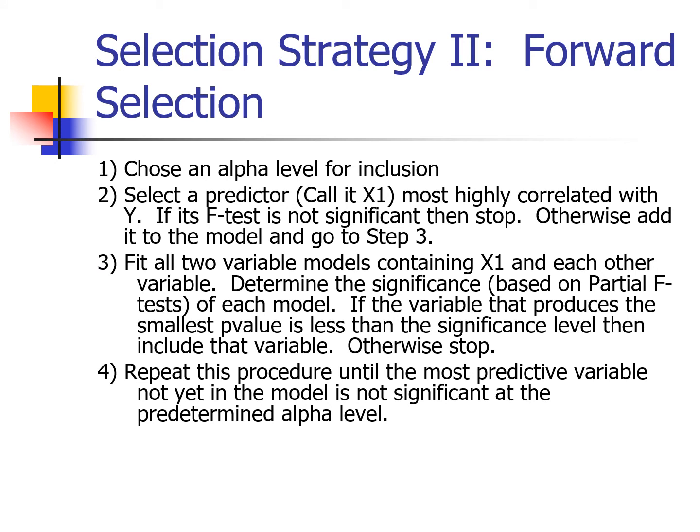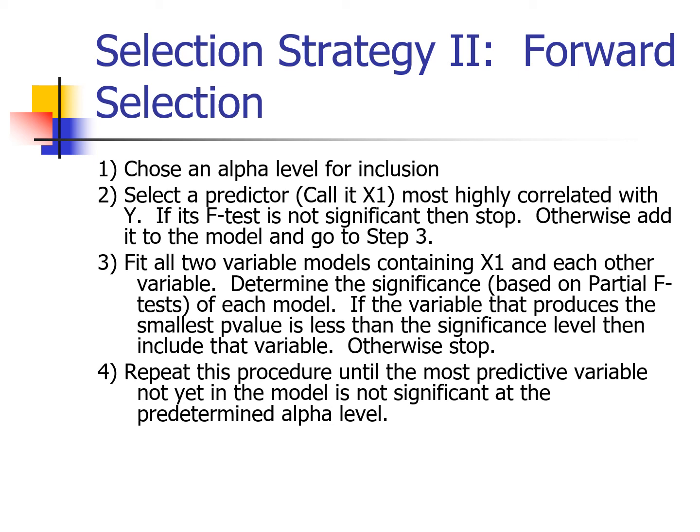All right, selection strategy 2, forward selection. We've actually talked about this already. We've sort of foreshadowed this approach. I think we talked about it in the partial F lecture, and we've played around with this approach in labs. So here's where I was talking about how you have to choose an alpha level for inclusion. Maybe you're going to use the usual 0.05, but if you want to be liberal, you might do something larger. If you want to be stringent, you might do something smaller.